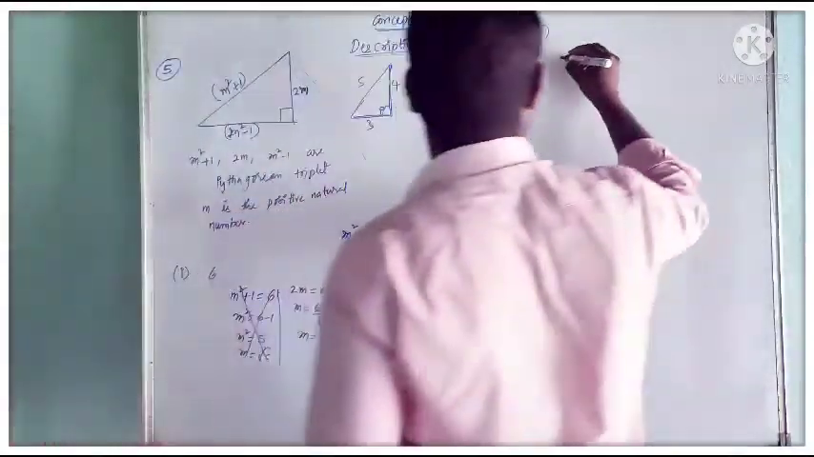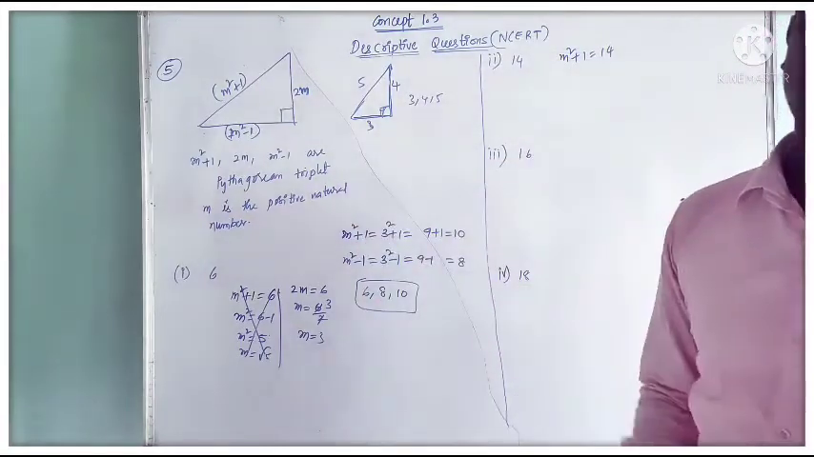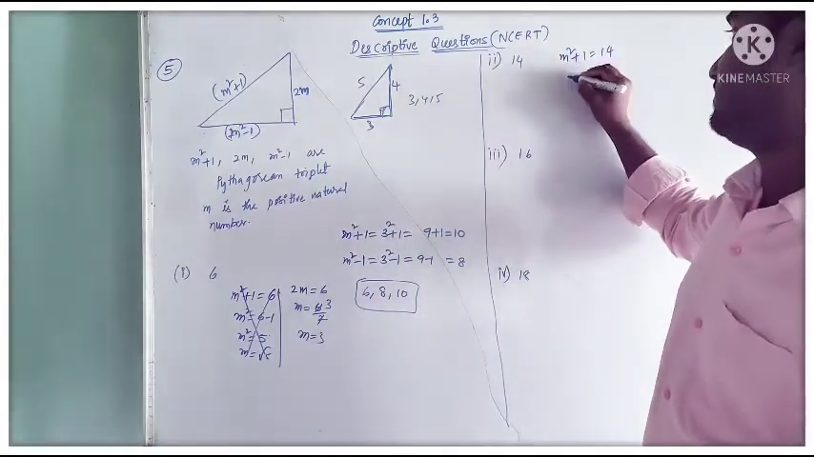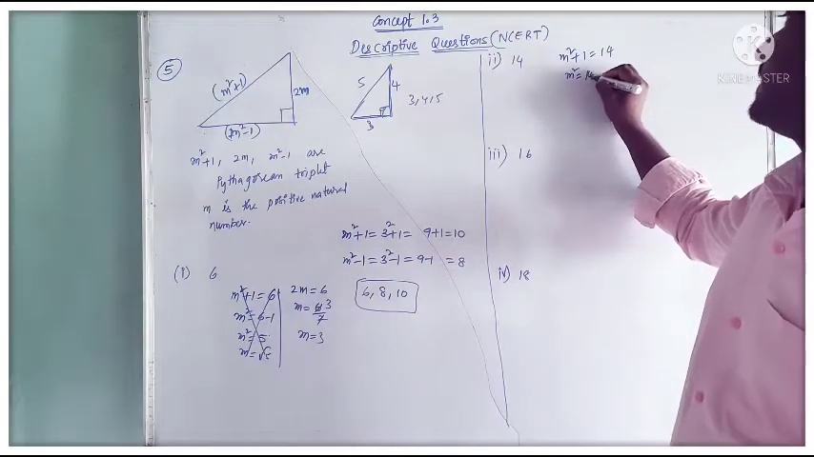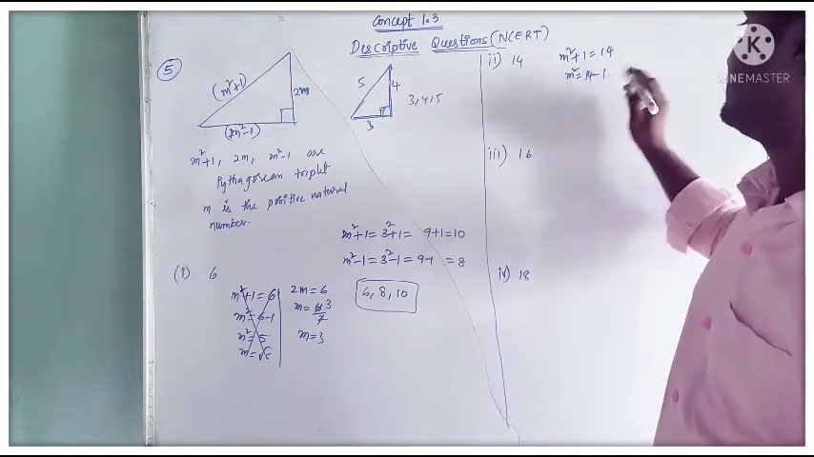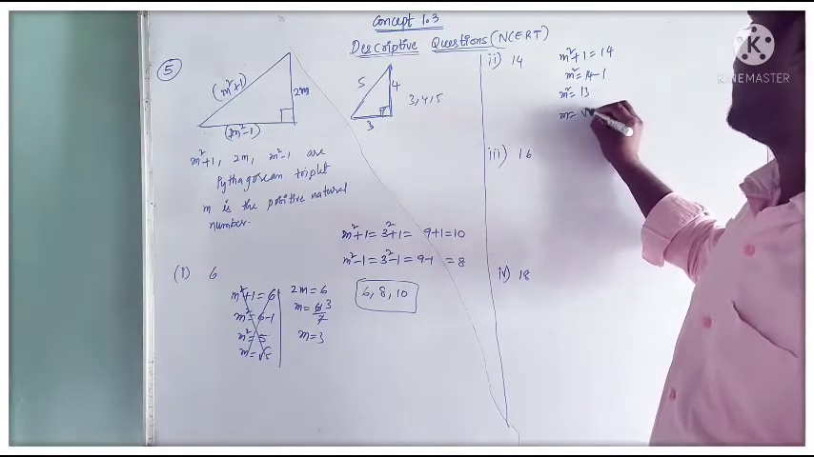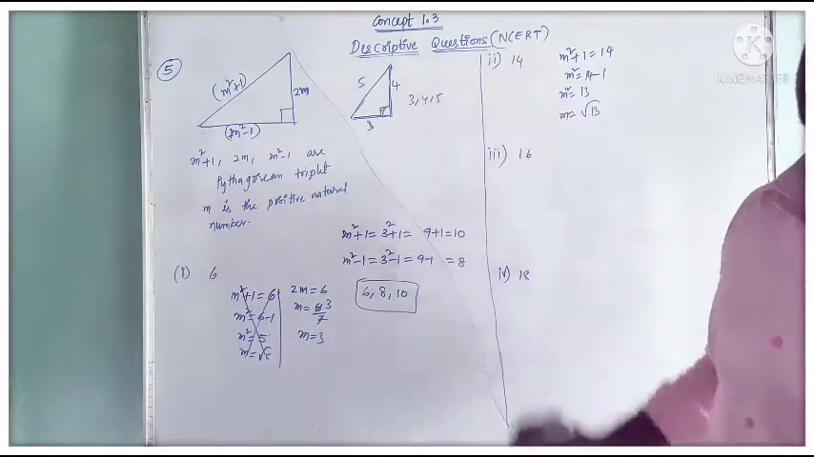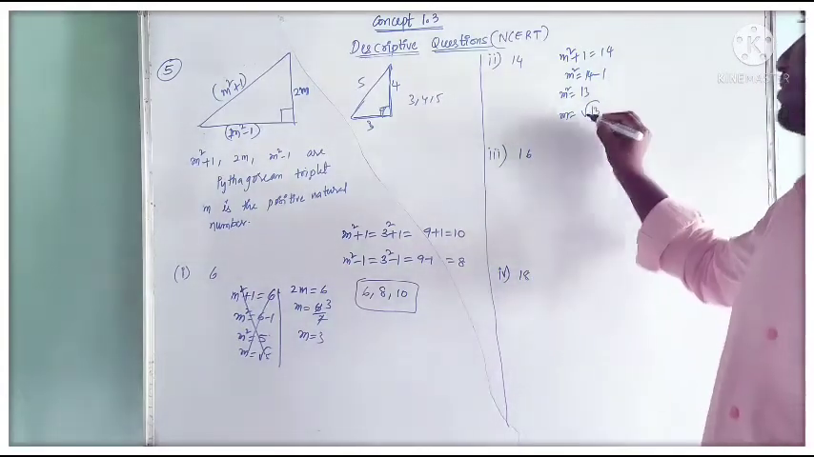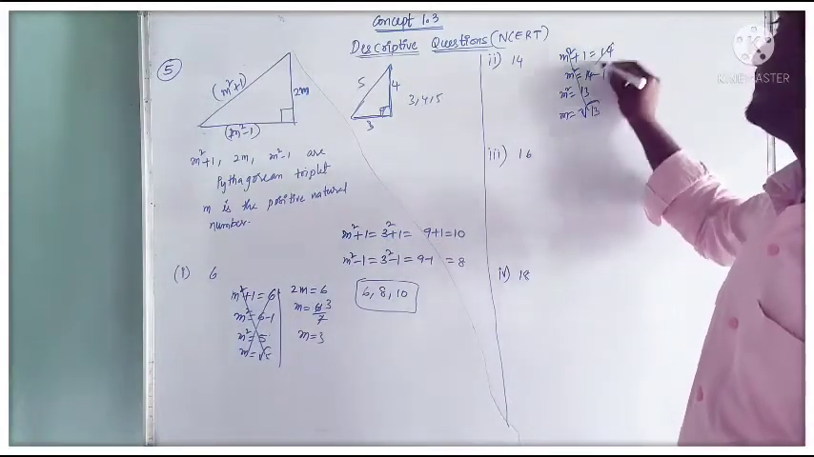Okay, so let us check for the second sum also. If you make M square plus 1 equal to 14, M must be a positive natural number. So M square equal to 14 minus 1, which is 13. M square equal to 13 means M is equal to root 13. So root 13 is not a positive natural number. So you should not compare with this side.